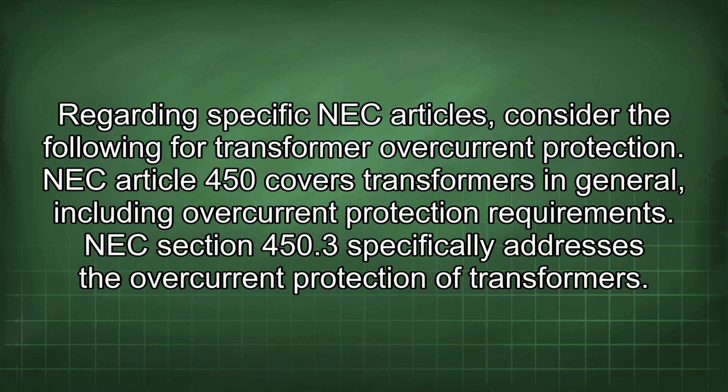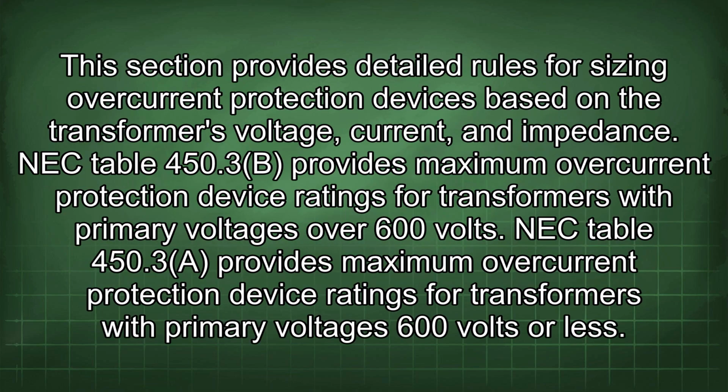NEC Article 450 covers transformers in general, including overcurrent protection requirements. NEC Section 450.3 specifically addresses the overcurrent protection of transformers. This section provides detailed rules for sizing overcurrent protection devices based on the transformer's voltage, current, and impedance. NEC Table 450.3(B) provides maximum overcurrent protection device ratings for transformers with primary voltages over 600 volts.